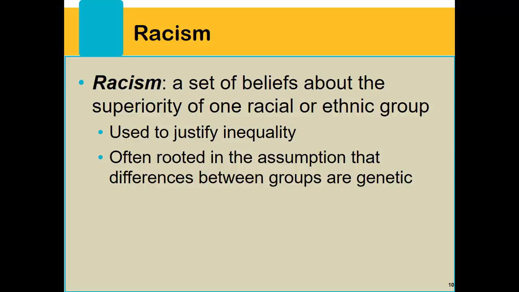Racism, then, we will define as a set of beliefs about the superiority of one racial or ethnic group over others. And racism is often used to justify inequality. This is often pointed to when we talk about those disparities between white people and black people in the prison system. Well, one racist explanation for that is, well, black people are more prone to committing crimes than white people. So therefore, that's how we justify more black people proportionately being in jail than white people. And the social science shows that's clearly not the case.